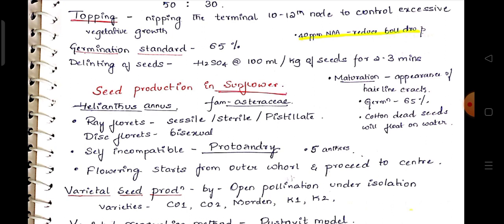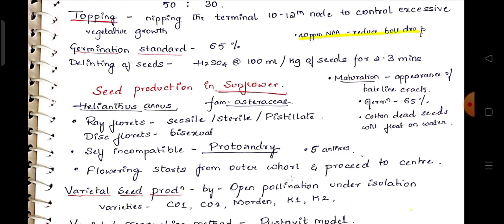Coming to seed production in sunflower, Helianthus annuus is the scientific name, family Asteraceae. Here ray and disc florets are found. Ray florets are generally sterile, sessile, pistillate, whereas the disc florets are bisexual and these are useful. Self incompatibility is generally found. It is having protandry condition.